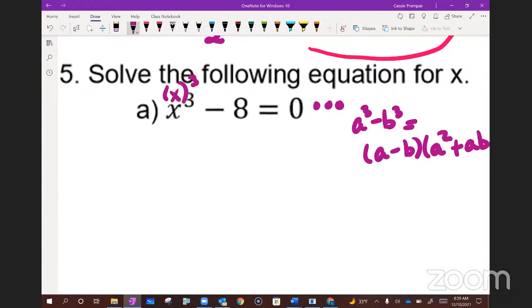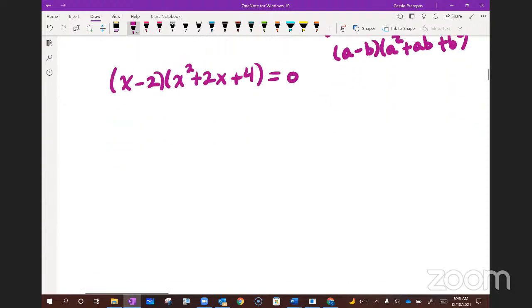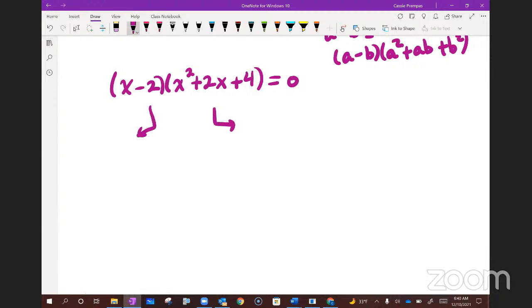So the value of a would be x because that's what's being cubed here. And the value of b would be 2 because that's what's being cubed here. So I use my rule and I would have x minus 2 times quantity x squared plus 2x plus 2 squared, which is 4, is equal to 0. And now I set both factors equal to 0 and I solve.